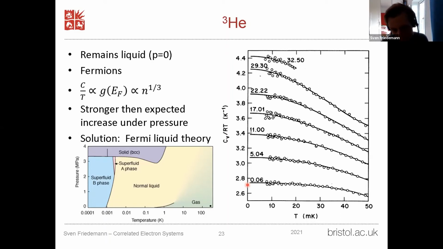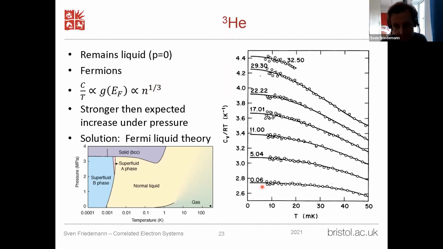Now, the problem that has been quite obvious in helium-3 is that the specific heat, if you apply pressure, increases much more than expected. Here are the pressures in atmospheres above 1 atmosphere. What we'd expect is that the specific heat is proportional to the density of states, and hence proportional to the particle density to the power of one third. That's a very weak function of n. So you expect it to increase a little bit initially, but then actually almost level off.